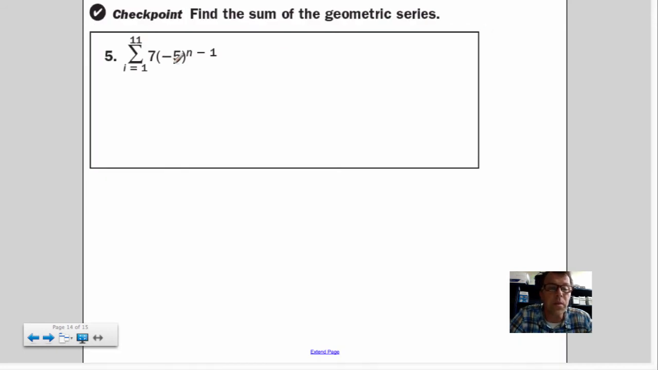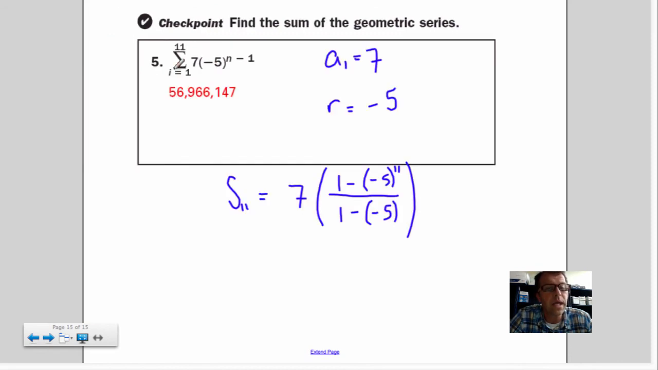So our last example, again, give it a shot. Looks like our first term is 7. Our r value is -5. See if you can get this answer, 56 million. Right? So again, in the calculator, don't underestimate it. It's a lot of work. I would recommend writing it one line on the calculator. You're welcome to piece it out, but really push yourself to see if you can get 56.